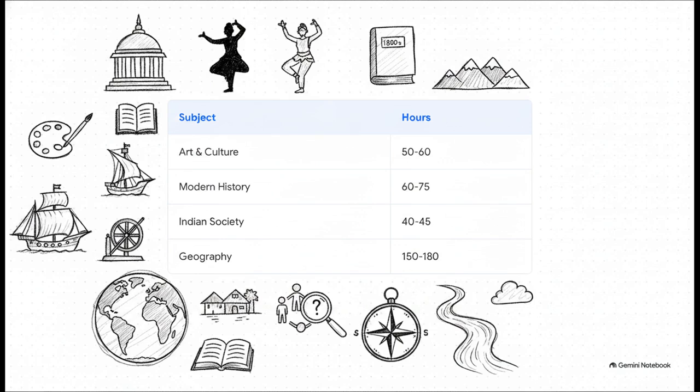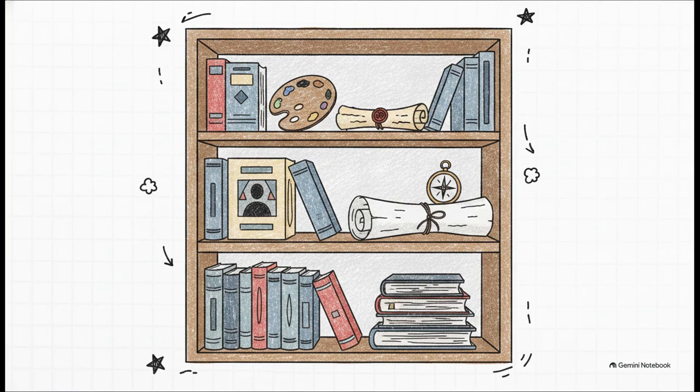Based on expert analysis, art and culture should take you about 50 to 60 hours. Modern history needs 60 to 75 hours. Indian society, remember, it's mains only, so that takes about 40 to 45 hours. And geography, the absolute giant of GS1, requires a hefty 150 to 180 hours of dedicated study to truly master the concepts.